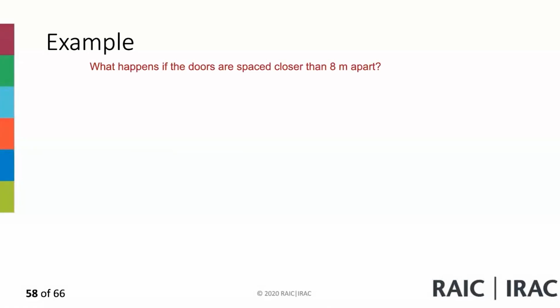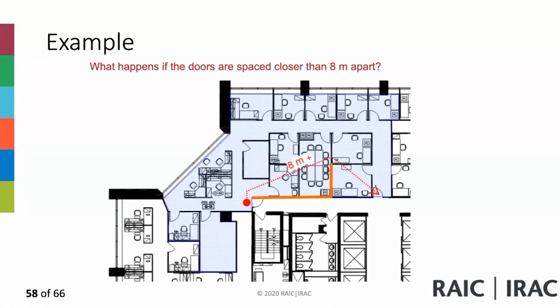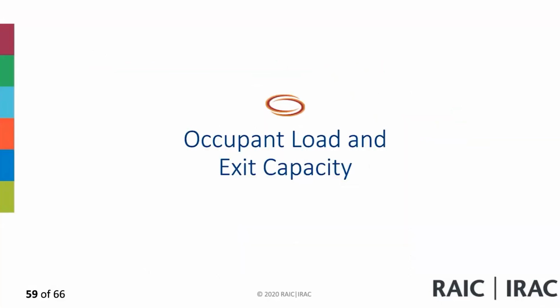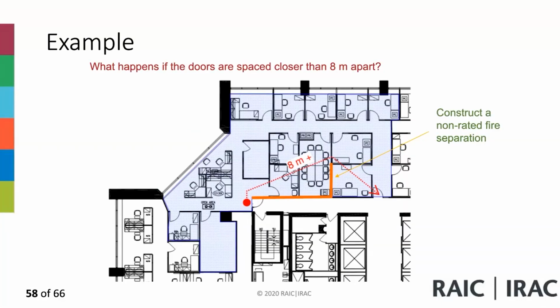So what happens if the doors are spaced more than 8 meters apart? So what you can do here, you can provide a fire separation so that the smoke does not travel between the doors. And in that case, you can have the protection of egress from the suites to the doors.